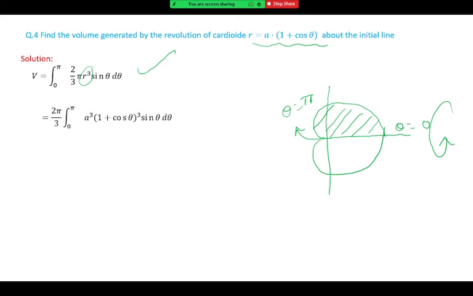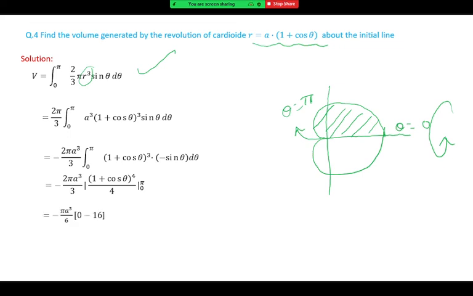How to integrate now? 1 plus cos theta as t, that is one way, correct? One way is substitution, put 1 plus cos theta equal to t. The other way is the half angle formula. Yes, correct. Substitution: 1 plus cos theta considered as t, then minus sine theta d theta as dt. Then this integration is there, upper limit minus lower limit, and the answer is 8 by 3 pi a cube. The half angle formula is also an alternative way there.